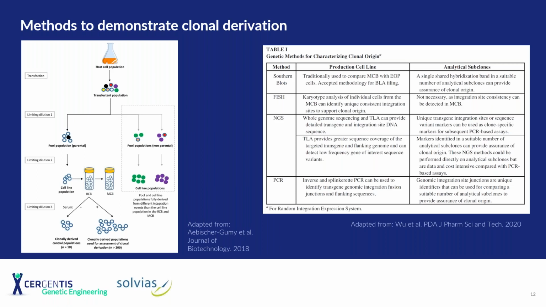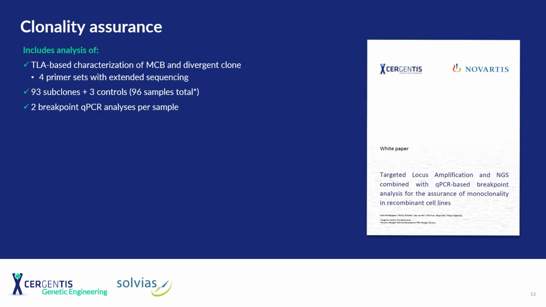So here what you can see in table 1, this table outlines some alternatives for genetic testing that can be applied toward clonality assessment of legacy cell lines. However, besides a lower resolution, none of these listed technologies can output all the essential genetic characteristics in a single experiment, like TLA-based assays can. In fact, we have, in collaboration with Novartis, developed a high-level statistical analysis to better assess clonality in recombinant cell lines. And the outcome of this collaboration was put forward in a joint white paper.